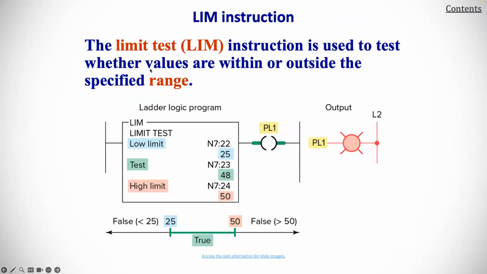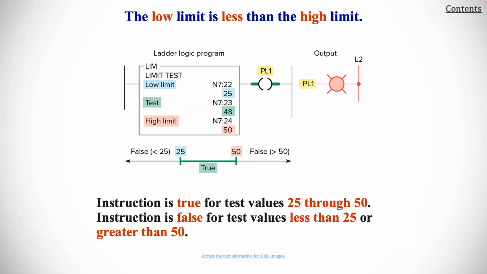The LIM, a limit test instruction, is used to test whether values are within or outside a specific range. So a higher and lower limit, that would be a useful feature. The low limit is less than the high limit. The instruction is true for test values 25 through 50. The instruction is false for test values less than 25 or greater than 50. This is just giving you a little more insight into using that type of command.